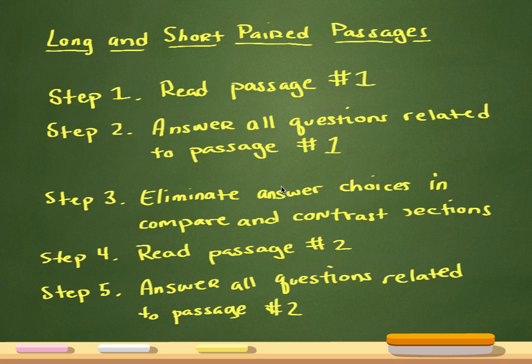Here's the process of how to attack long or short paired passages, either one, all right? It's the same process. Okay, so step one is read passage number one, okay? Now, when I say read, it depends, right? So we taught you in the long passages not to read the passage, and that was because you had enough questions, line questions, to really understand what was going on in the passage, right? So you didn't necessarily have to read.